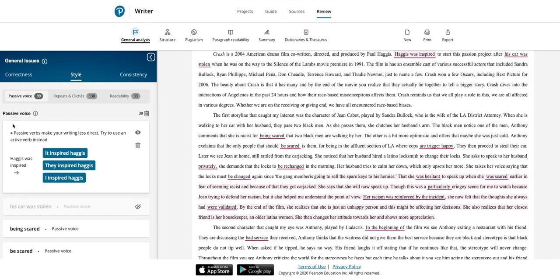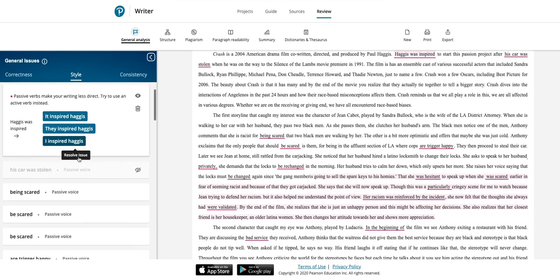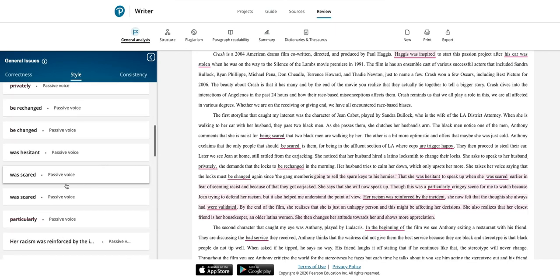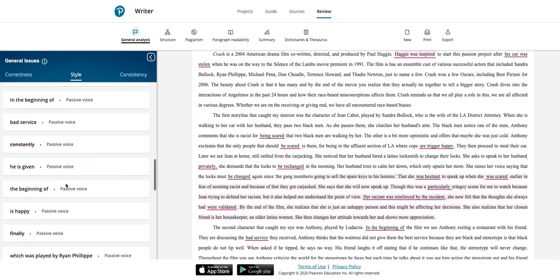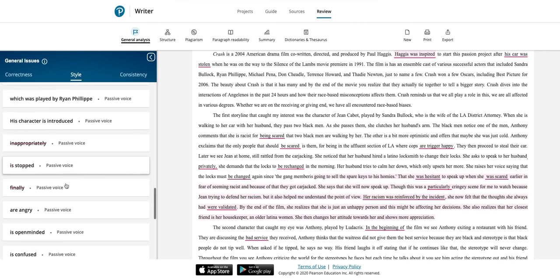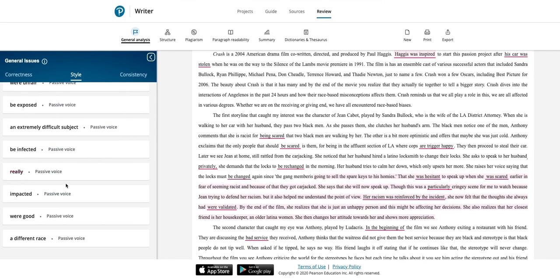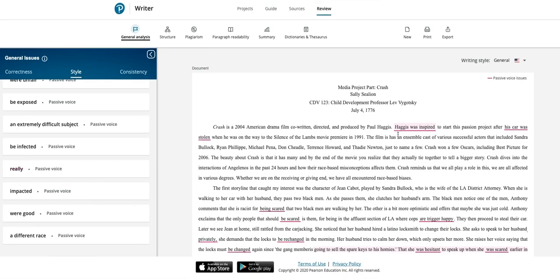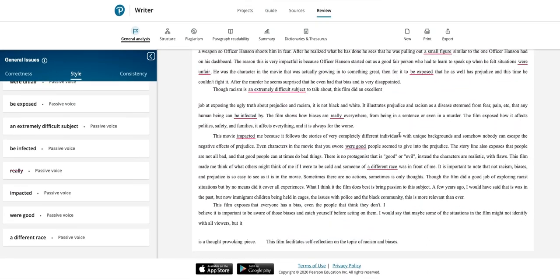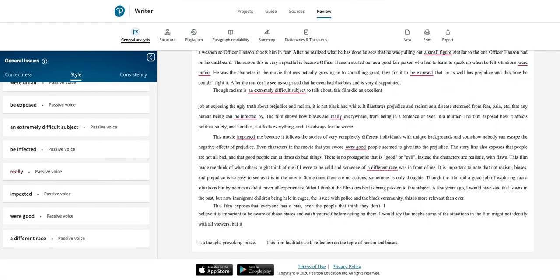So style is identifying passive voice. You can see there's quite a few passive voice sentences. Passive voice isn't necessarily always bad or wrong in academic writing, but if you notice how many passive sentences are in this, that's probably too much. I'd want to go through and see if I could find a way to change many or maybe even most of those from passive to active voice.